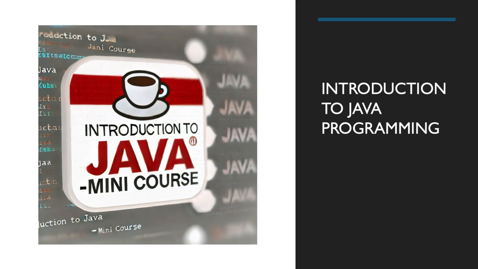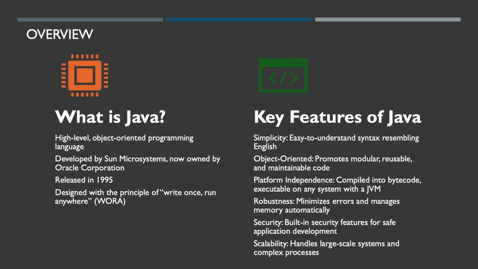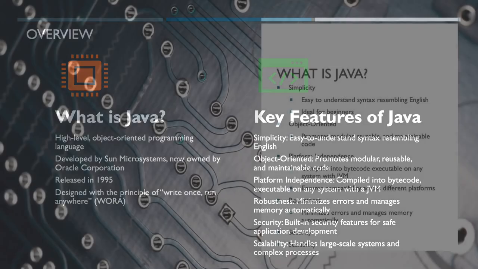In this lesson we're going to take a look at a brief introduction to Java, so let's go ahead and get started. Java is a versatile and powerful programming language, ideal for building various applications. It's high-level, object-oriented, and platform-independent. Key features include simplicity, robustness, security, and scalability, making it a popular choice for developers.